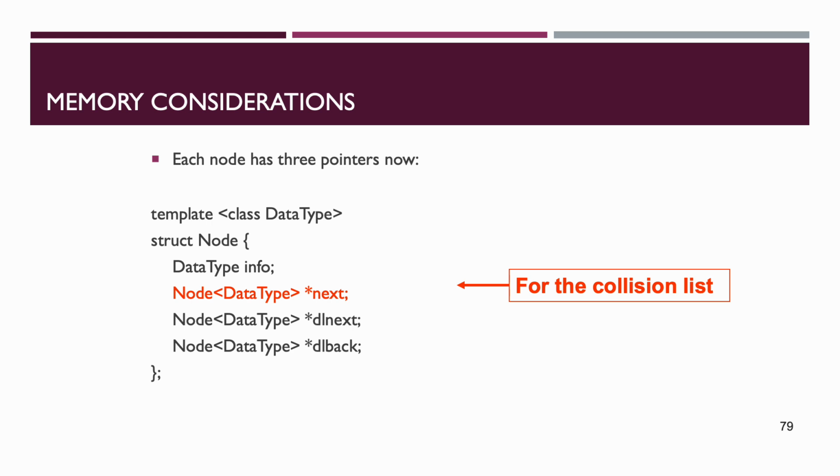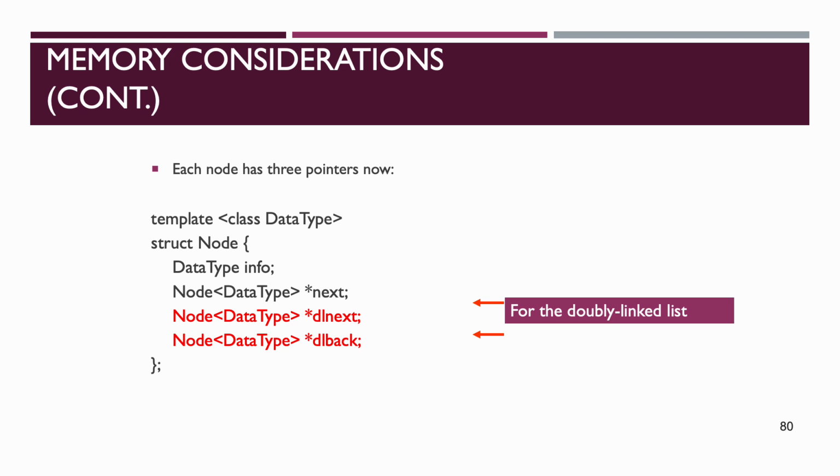So we have template class data type, structure node. We can have node data type next, node data type DL next, DL back for the collision list. And for the doubly linked list, we can have DL next, DL back.